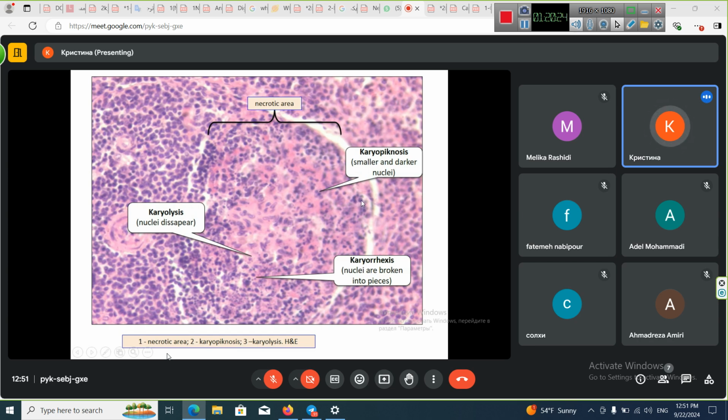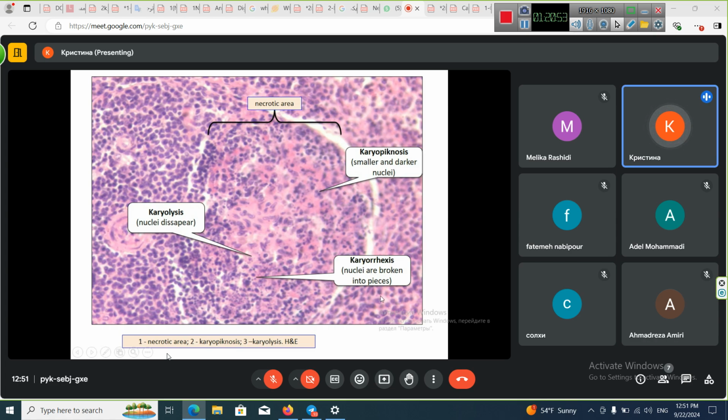To find such nuclei, you should first find normal nuclei. Where we have normal nuclei? Around our follicle. In this area, for example, here and here, they should be lighter and larger normally. So this one, dark and small, is the karyopyknotic nucleus, smaller and darker.